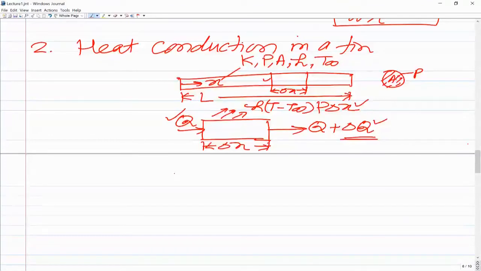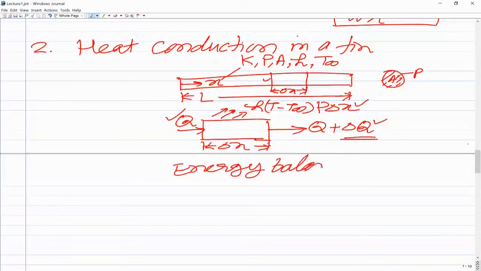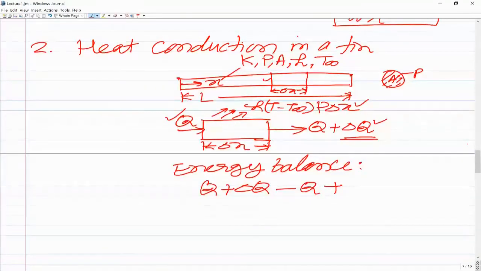Now we write the basic energy balance. Q plus delta Q is the outgoing heat, minus Q is the incoming heat, and I am taking outgoing heat as positive. So Q plus delta Q is positive, minus Q is incoming, and then h into (T minus T infinity) into P into delta x is also outgoing. Under steady state, with no heat accumulation and no heat generation, this must be equal to 0.